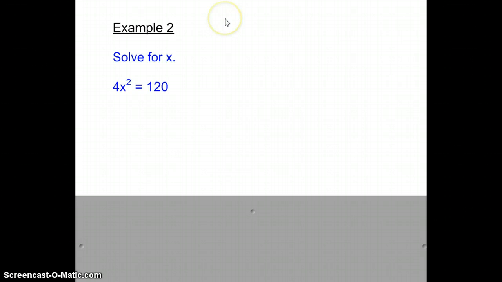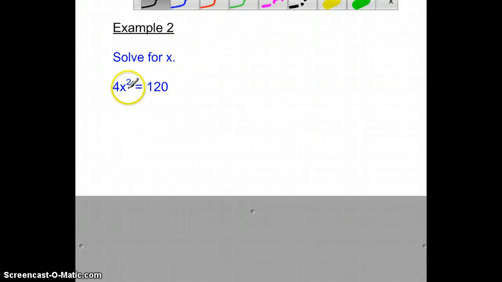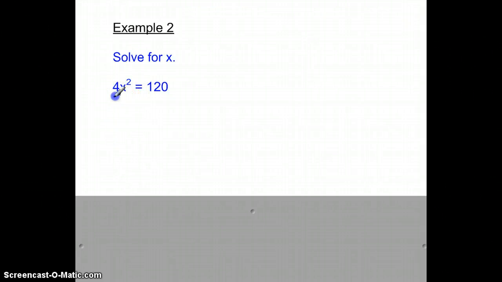If we wanted to solve for x, 4x squared equals 120. To start this off, we would divide by 4. We're doing multiplication here, and we have to get the x all by itself, so we do reverse order of operations. Divide by 4. Then we have x squared equals 30. Technically, x is not alone here. We have an exponent, so to get rid of the exponent, we do the opposite. If we're squaring it, the opposite is taking the square root.